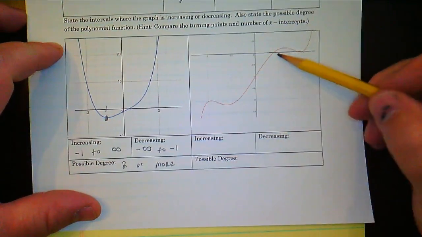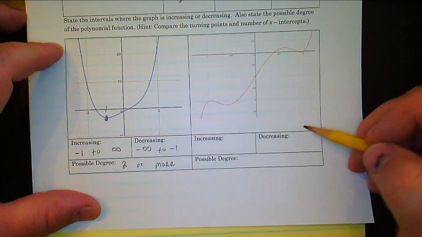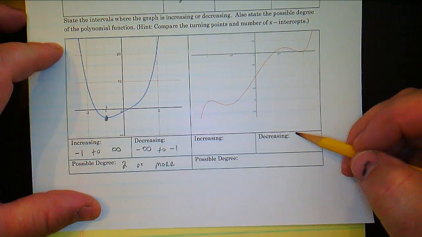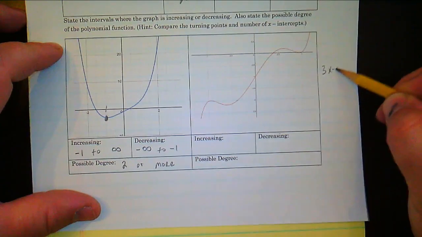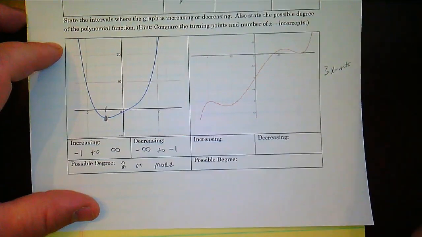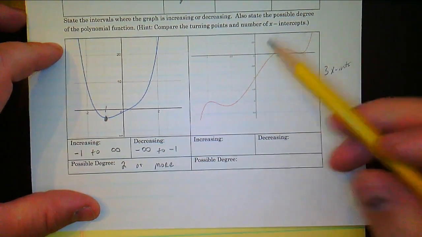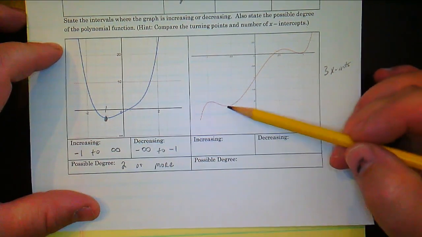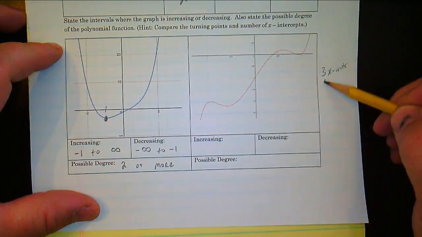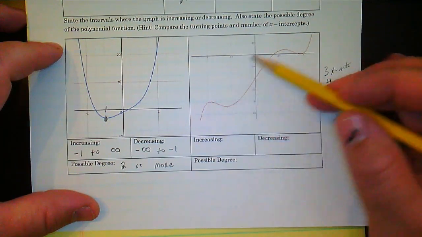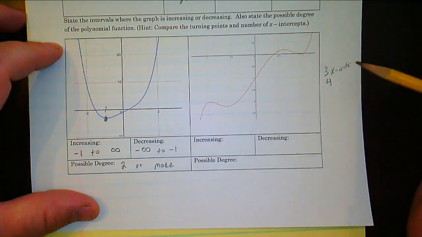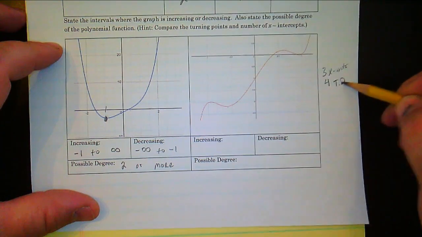Now, let's go ahead and start off with the degree of this one. Do you see how this has 1, 2, 3 x-intercepts? So it has at least 3 x-intercepts, so the degree at least has to be 3 based on that information. But look at the number of turning points. 1, 2, 3, 4. We have 4 turning points. So we have 3 x-intercepts and 4 turning points.